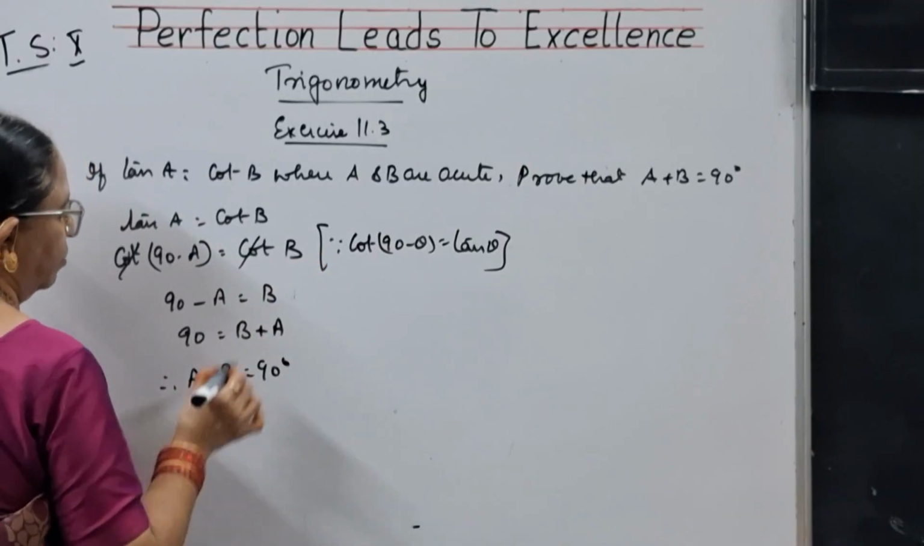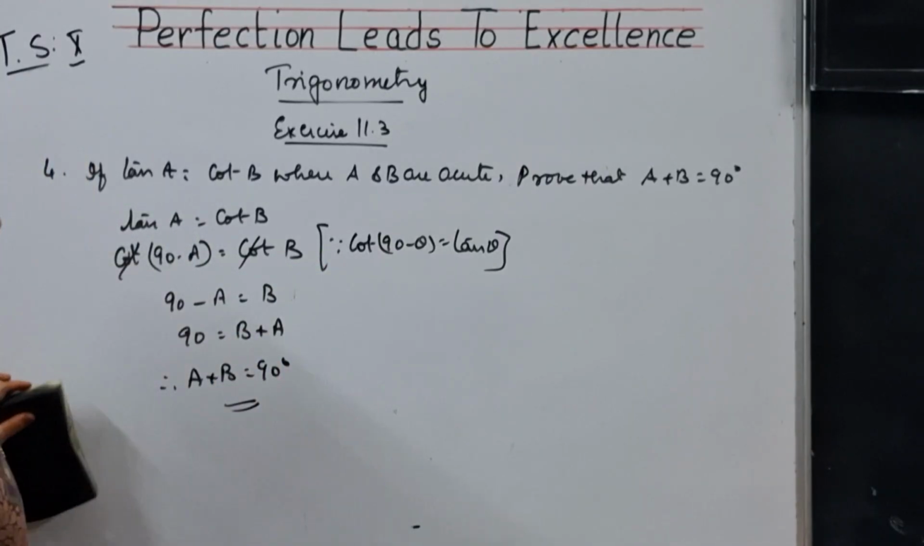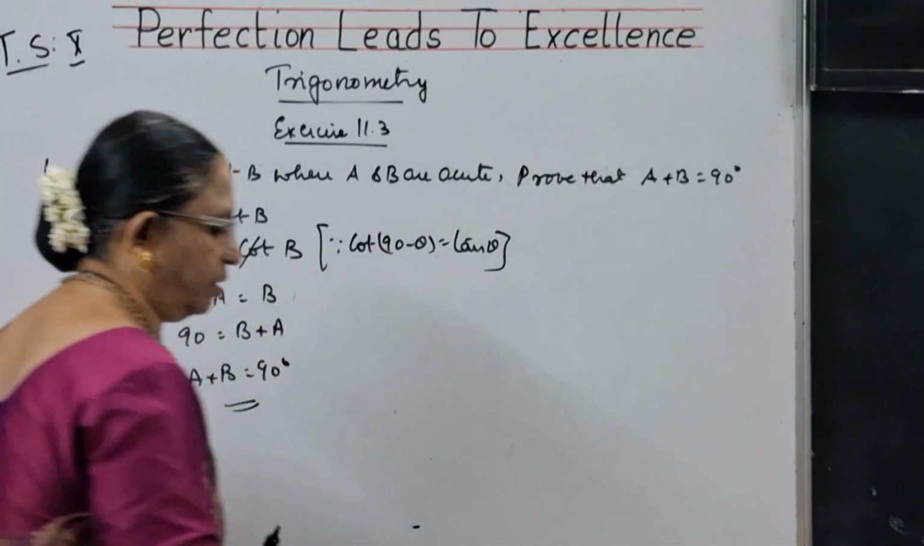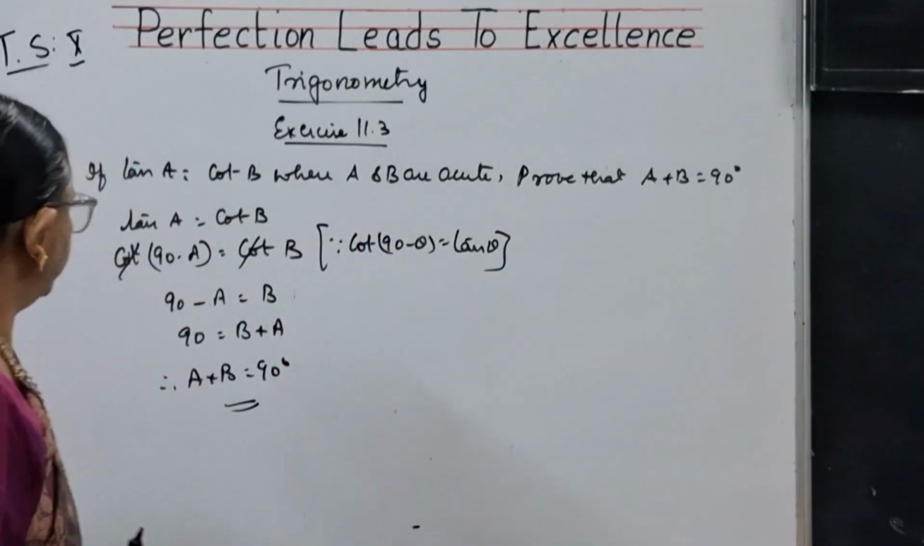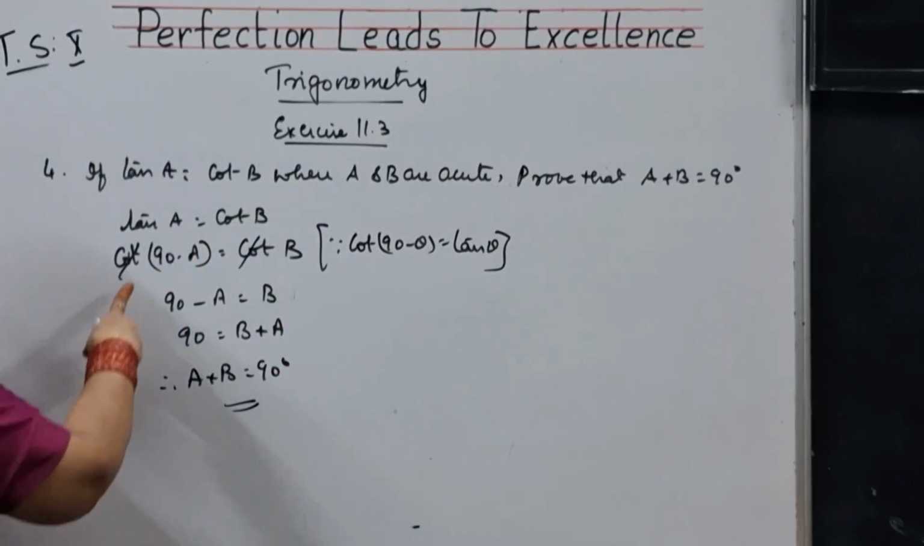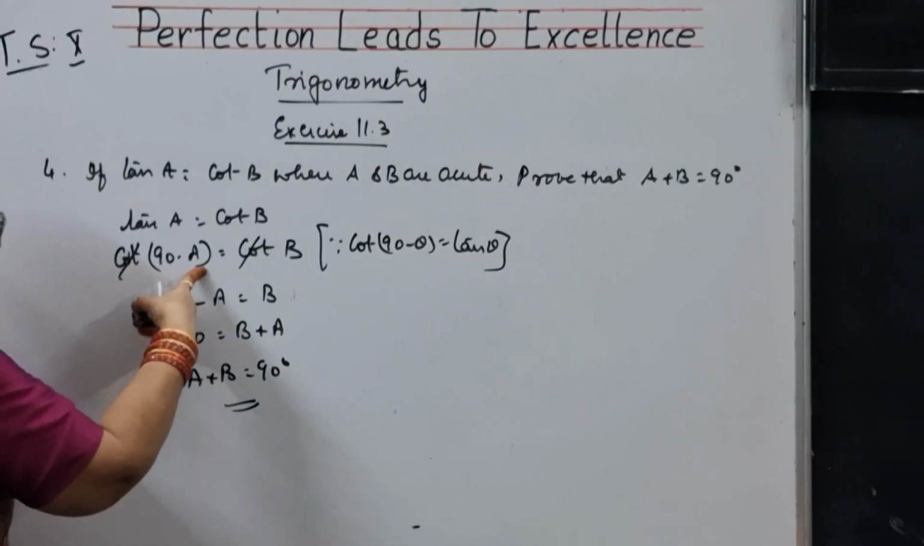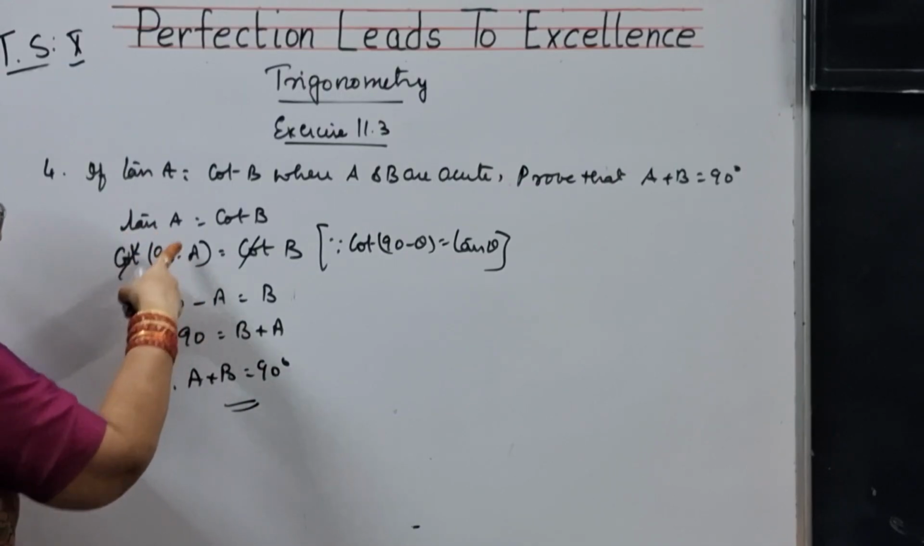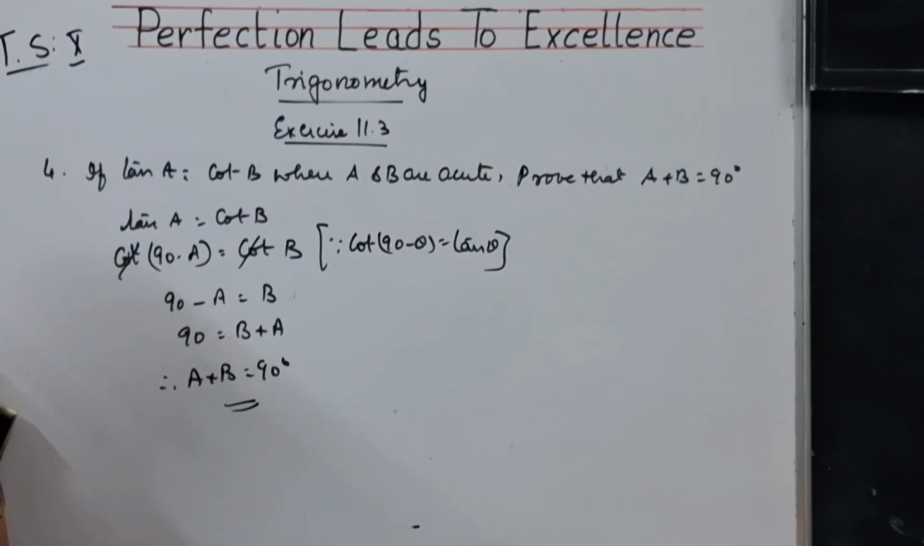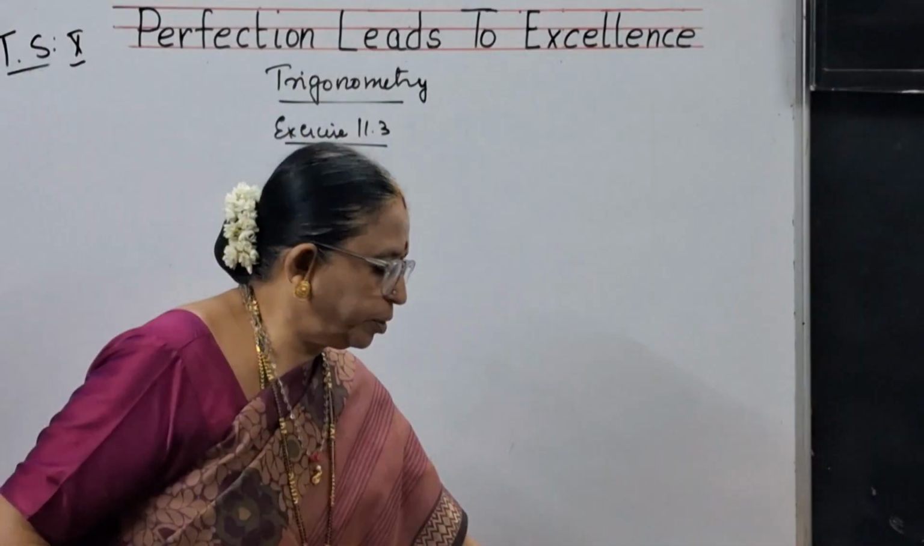This is what they have asked you to prove. A plus B is equal to 90 degrees. We have proved, children. Please note it down. I hope I am clear here, children. Cot 90 minus theta is tan theta. I converted tan to cot. Please note it down.